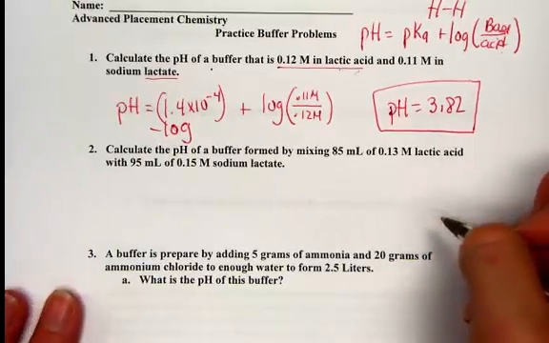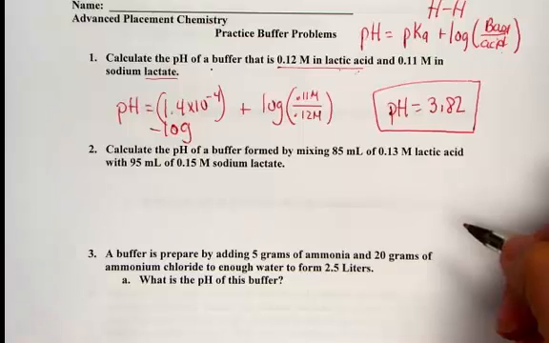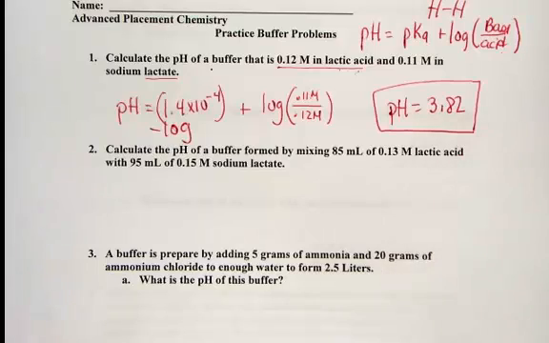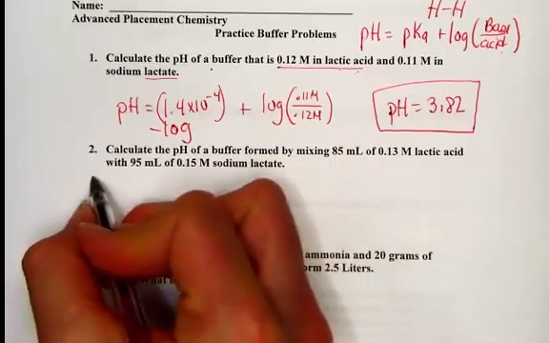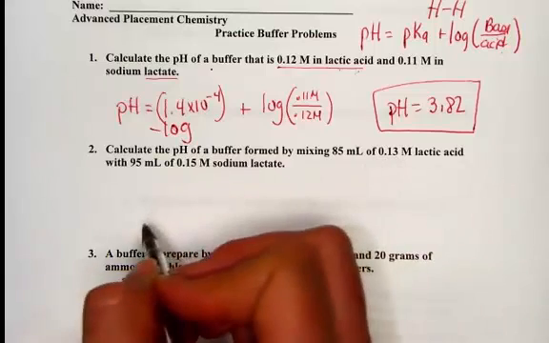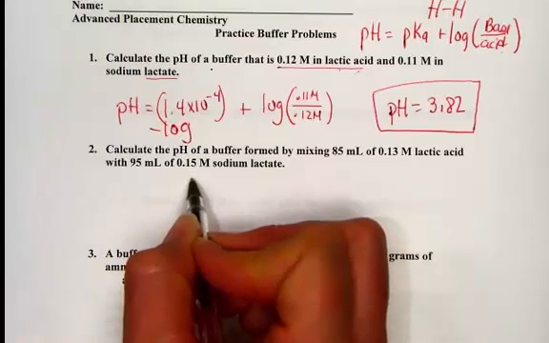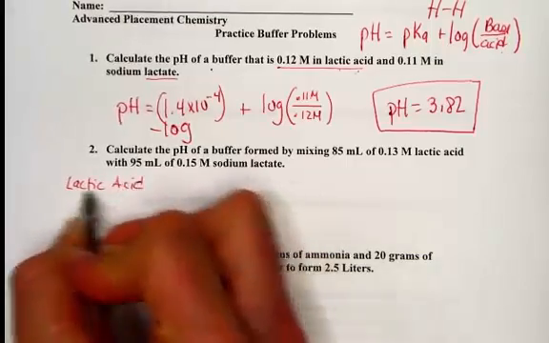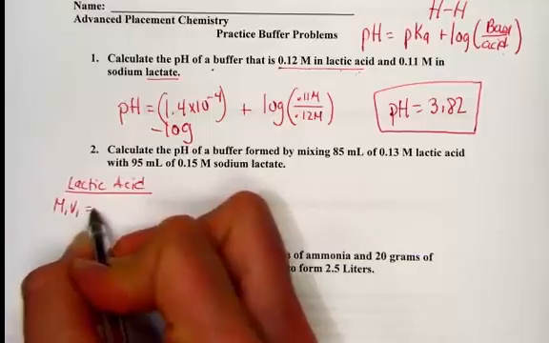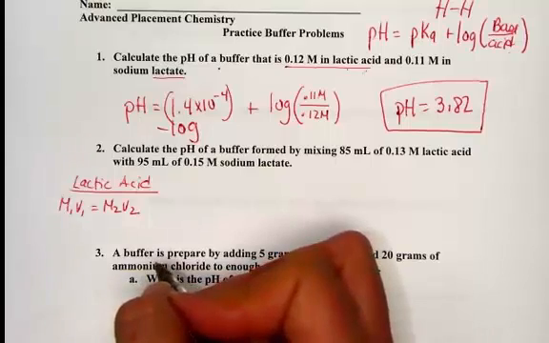Number 2, let's calculate the pH of a buffer formed by mixing 85 ml of a 0.13 molar lactic acid with 95 ml of 0.15 molar sodium lactate. This problem involves a little bit more work in the sense that we're adding volumes. The concentration of 0.13 molar lactic acid and 95 ml of the 0.15 molar sodium lactate create a new total volume. So, let's take a look at lactic acid, and using our dilution problem, M1V1 equals M2V2, we need to solve for the new molarity once we have diluted those two solutions.